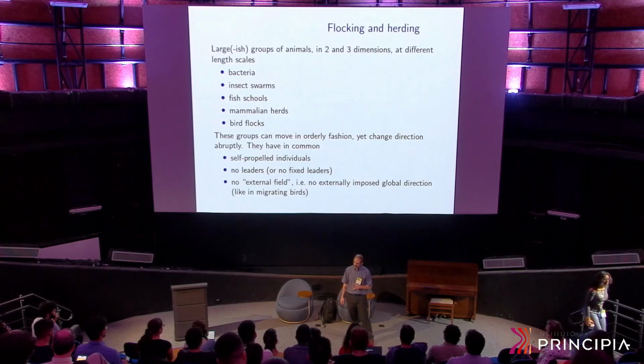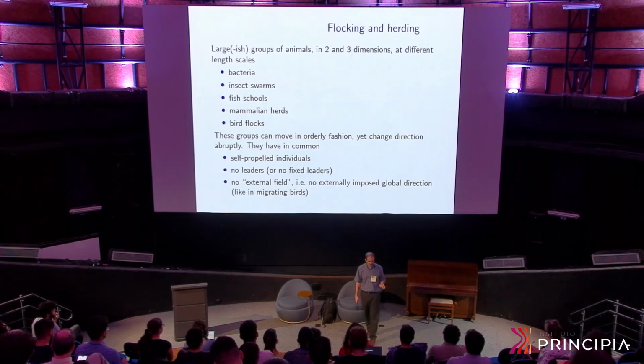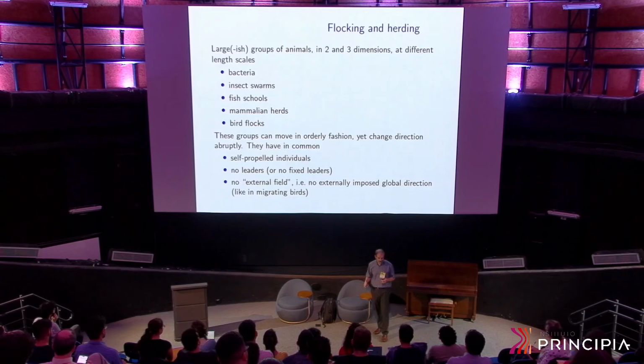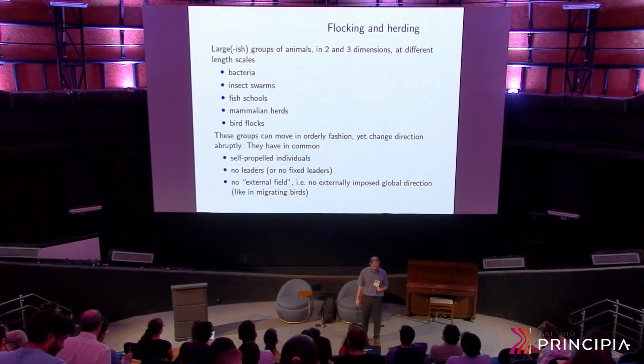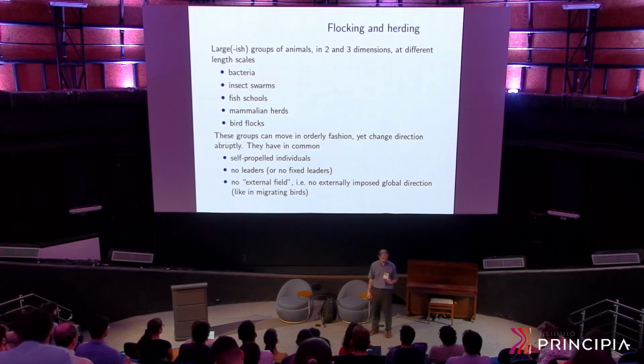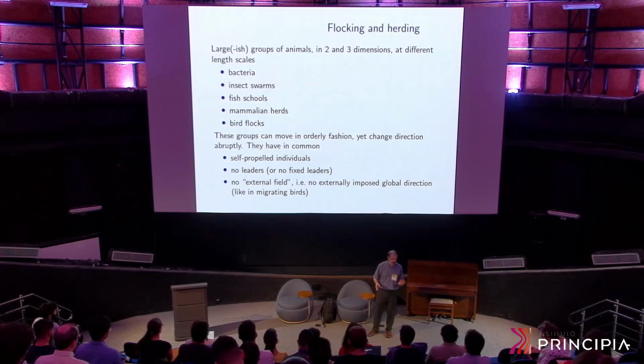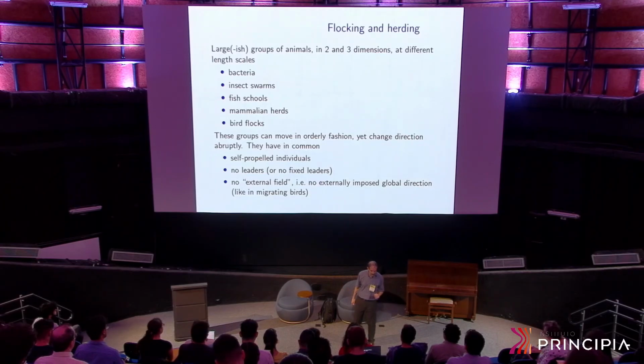So this phenomenon can occur at different length scales, from bacteria that move together to flocks of birds or mammalian herds, the buffaloes I showed you. So we have insects, fish, mammalians. And one characteristic of these groups is that they can move in an orderly fashion. So they move together, but they can also change direction quite abruptly in response perhaps to some perturbation or some change of the situation somehow.